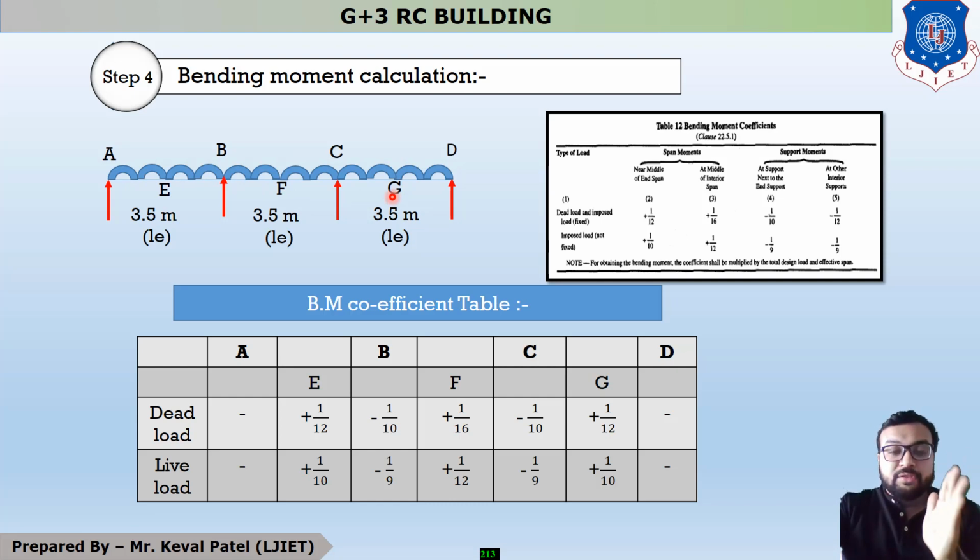Now all the students move to page number 36, in which there is table number 12 named bending moment coefficient.